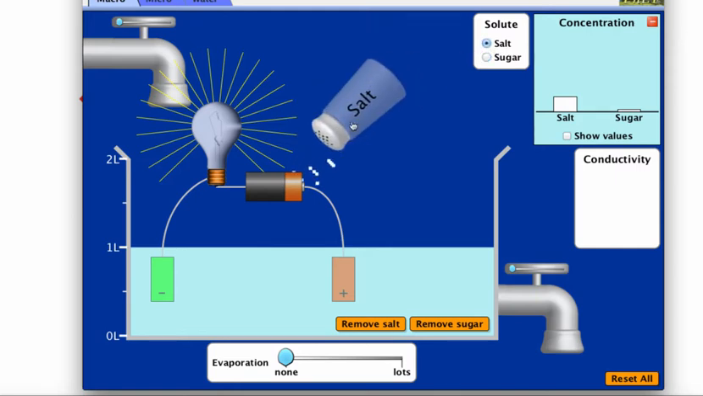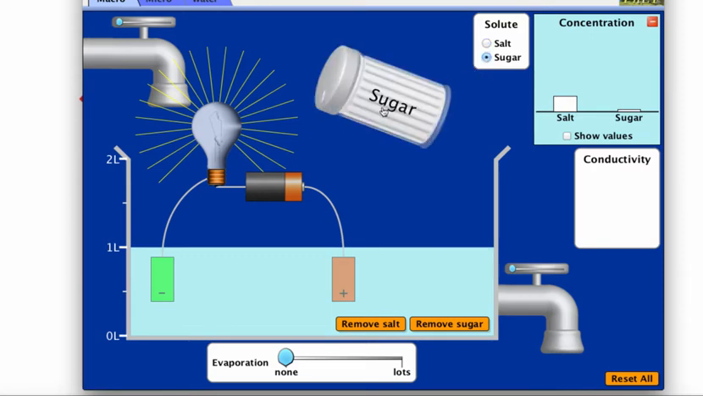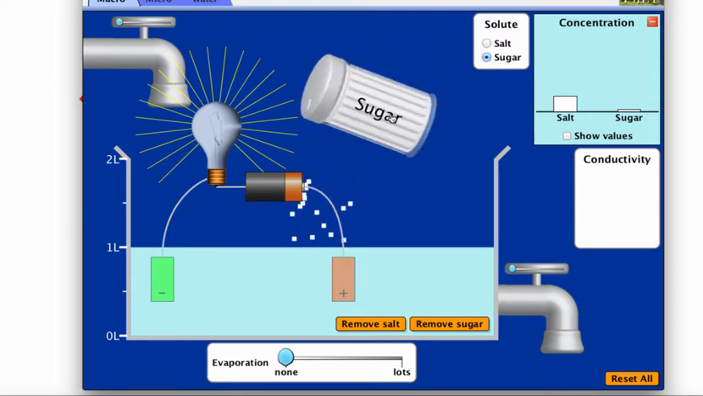And an easy way to tell: substances that are ionic and soluble in water are going to be electrolytes. Substances that are polar covalent or covalent compounds are not going to be electrolytes. So they would be non-electrolytes.